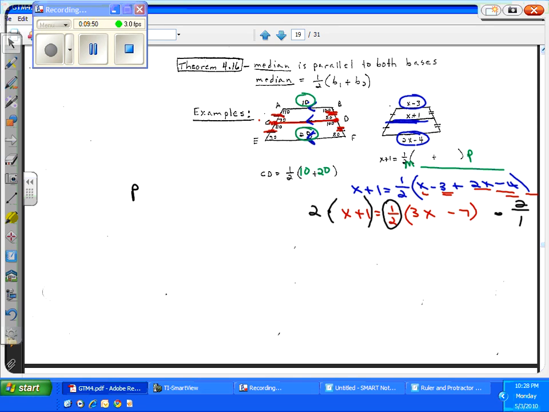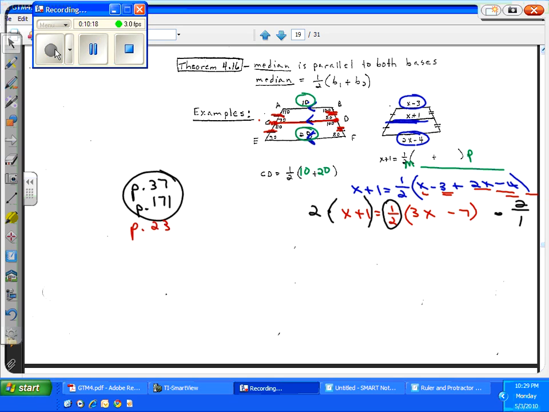That putting the parentheses is discussed in the Algebra 1 text on page 37 and page 171. Multiplying through by the common denominator to eliminate the denominators is discussed in Chapter 8 of the Algebra 1 text on page 232. So the multiply through by the common denominator trick to eliminate the denominators is on page 232 of the Algebra 1 text. So we're going to distribute it here.